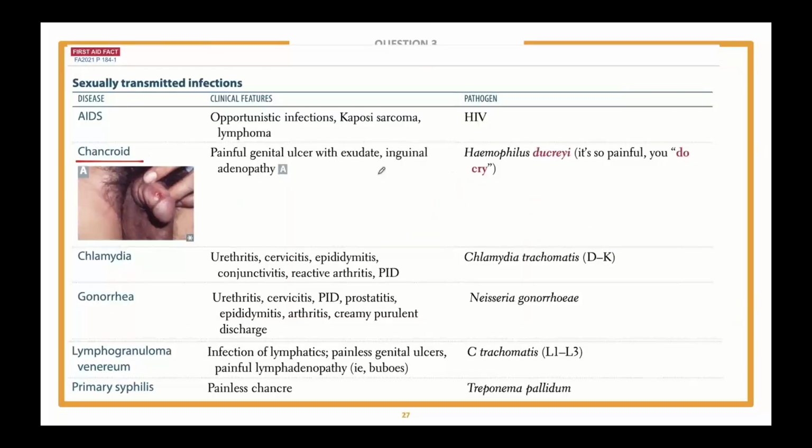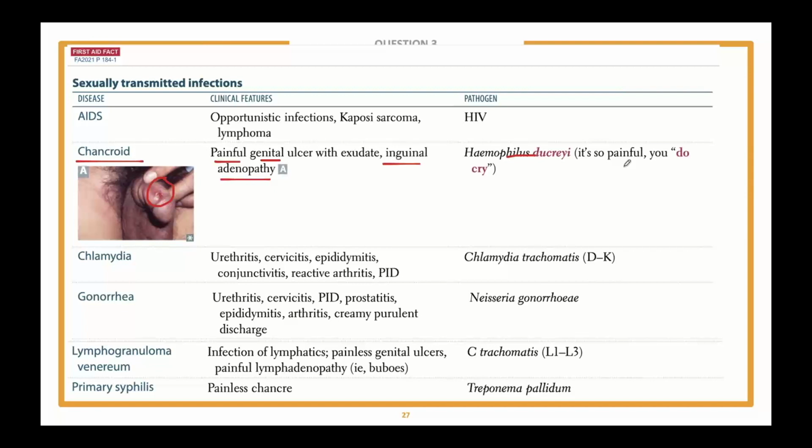Let's take a look, actually, on the next slide. You can see there, the second row, chancroid, painful genital ulcer, okay? So these ulcers are painful, and there is inguinal adenopathy. The bug is Haemophilus ducreyi, and as we hopefully remember from micro, Haemophilus species are generally gram-negative coxobacilli. Let's take a look at some of these other things on this table as well, okay?